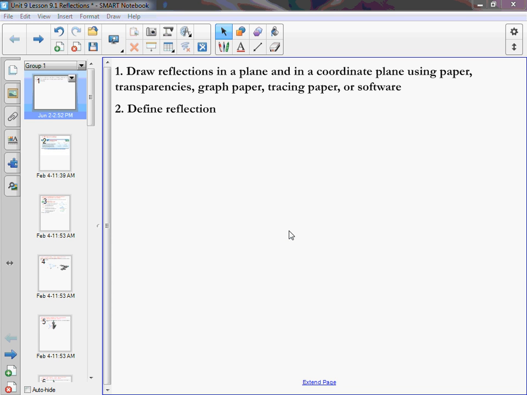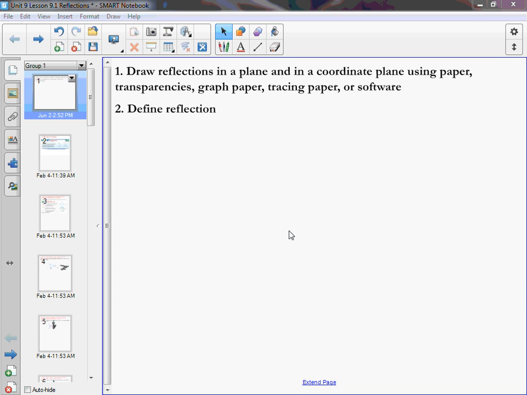We're not going to use transparencies, even though that's what the standard says, because they can't ask you that on a standardized test, so I'm not worried about it. Graph paper, tracing paper, we're not going to do that. Or software, and we're not going to do that one, because again, they can't ask you that on a standardized test. And then I put another learning target in here. This isn't actually part of the standards, but it kind of strikes me as being odd to be working with reflections if you don't know what one is. So we need to know what a reflection is.